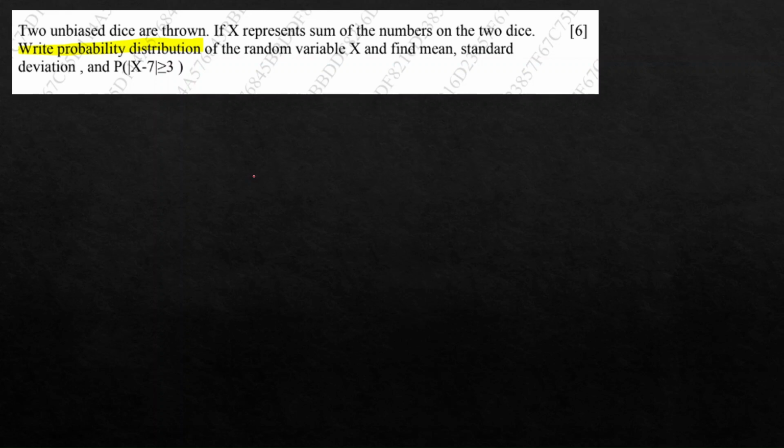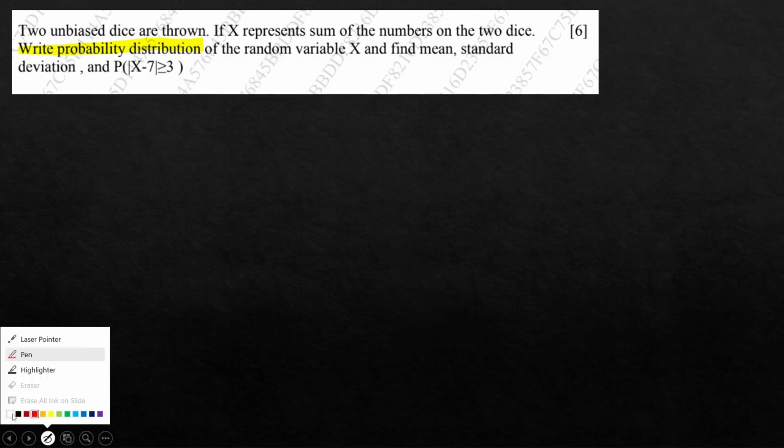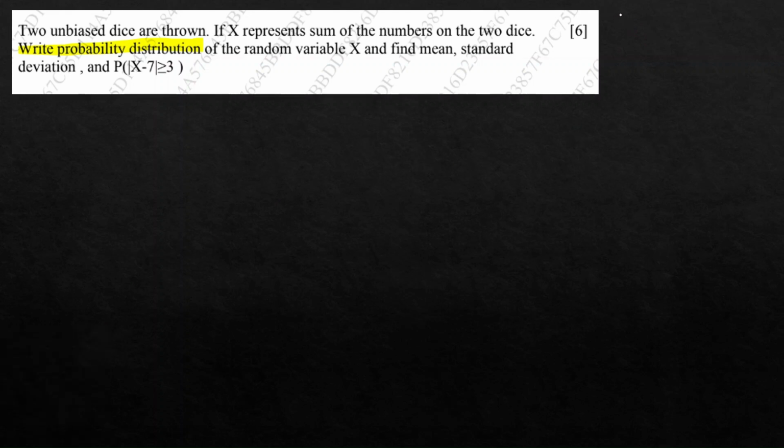First and foremost, the question is about throwing two unbiased dice. So let's see what the sample space was. When you throw two unbiased dice, if you remember, your sample space will have 1 1, 1 2, and up to 6 6. So these were 36 elements. The question says X represents the sum of numbers on the dice. So X is that total. If you throw the dice and one die shows 2 and the other shows 3, then the value of X will be 5.